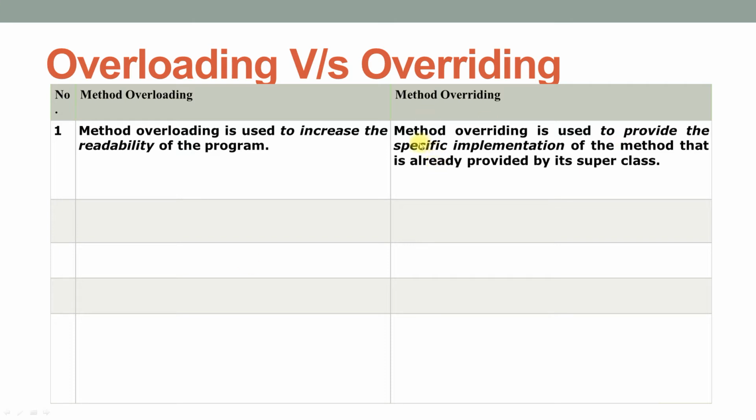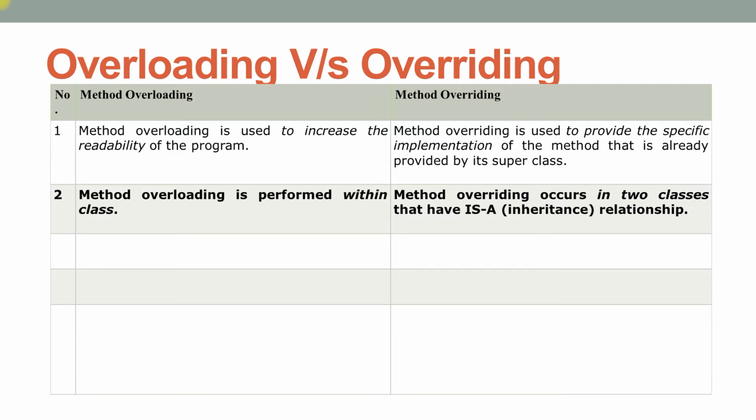Then the second one, method overriding. Method overriding is used to provide the specific implementation of a method that is already provided by its superclass. So there should be two classes. The first function is declared and defined in the parent class. The same function is redefined in the child class.